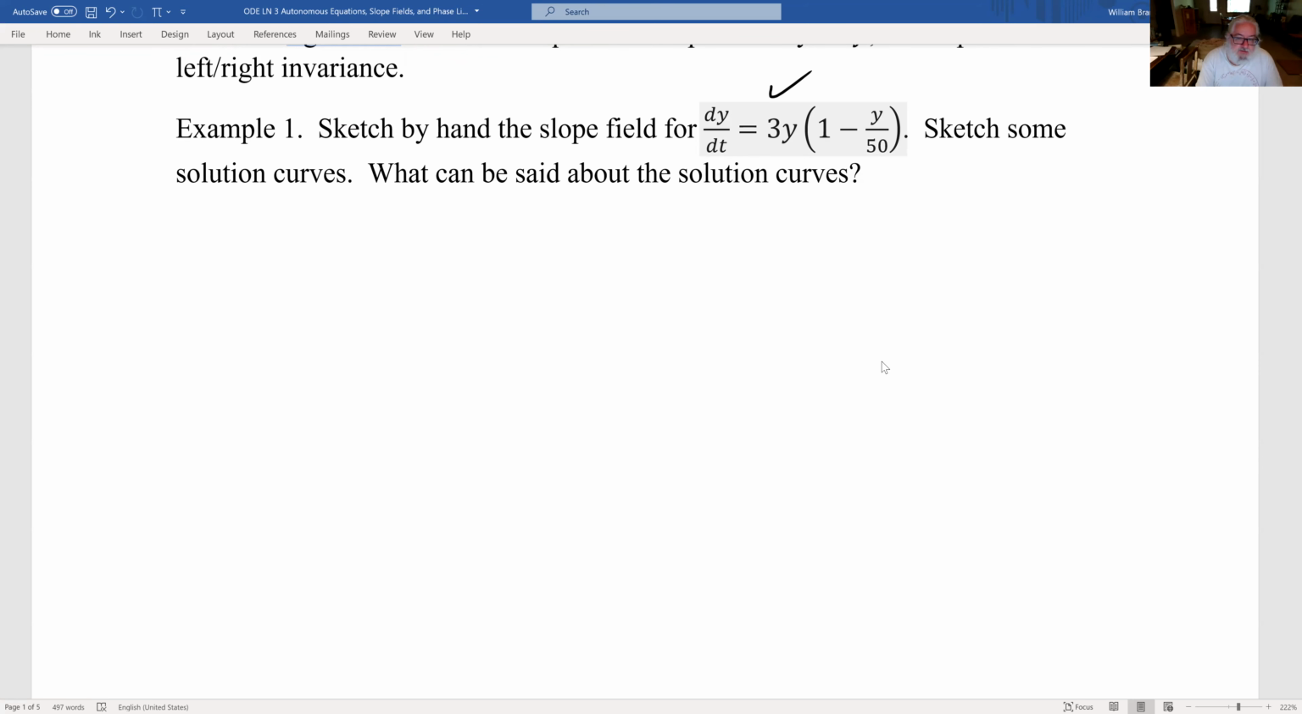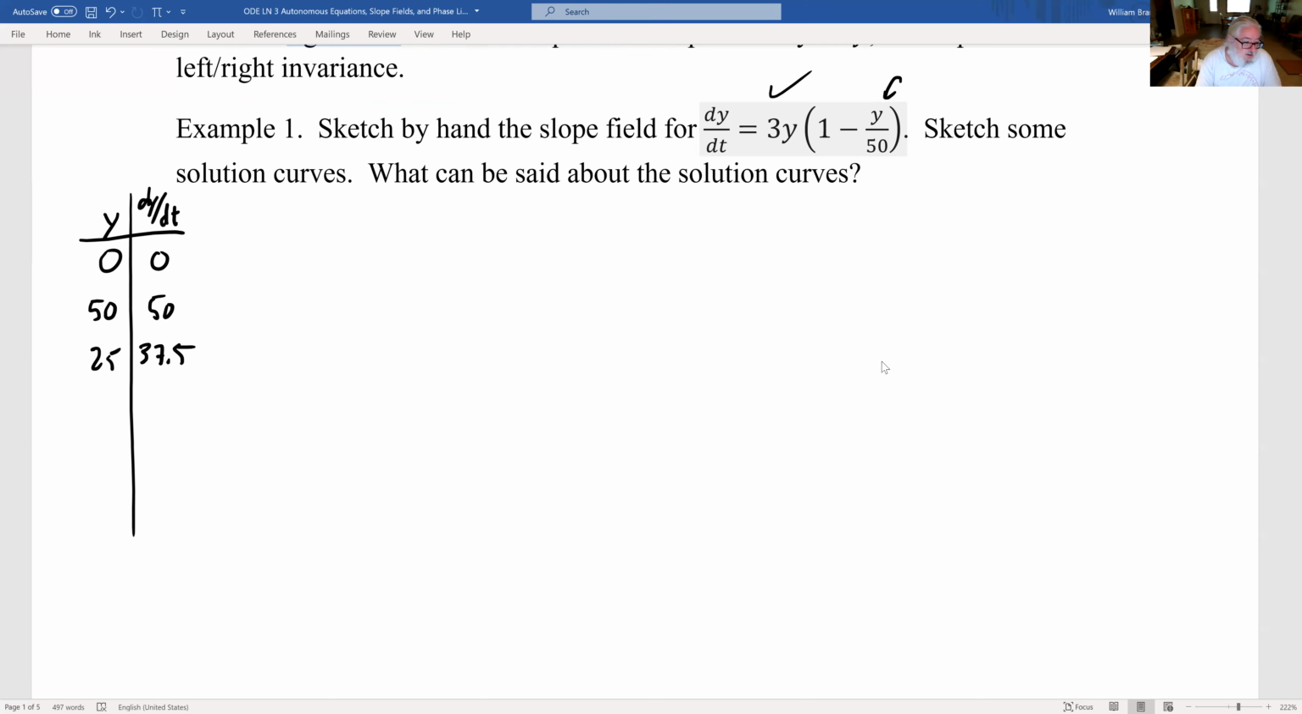I'm going to put up a little table, y and dy/dt. If y is 0, then 3 times 0 is 0. And if y is 50, then dy/dt is also 0, because if we put 50 in for y, we get a 0 there. What are some other numbers that could be useful? If y is 25, plugging that into the right-hand side, we get 75 times (1 minus 25 over 50), which is 37.5.